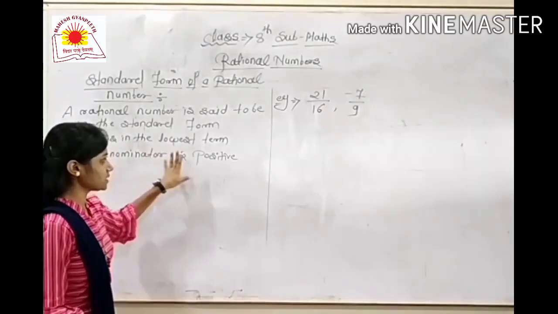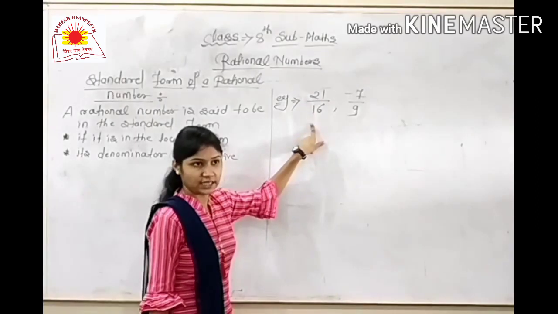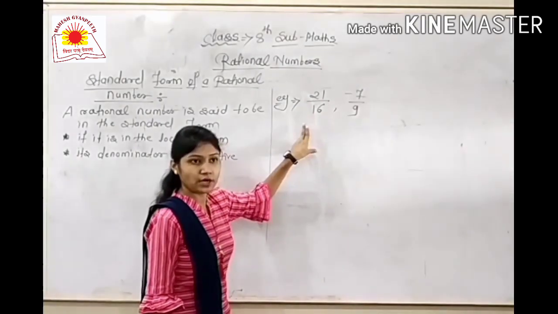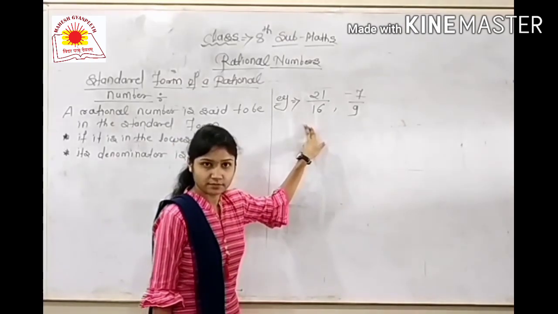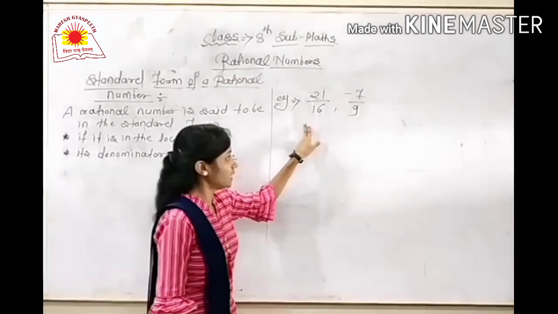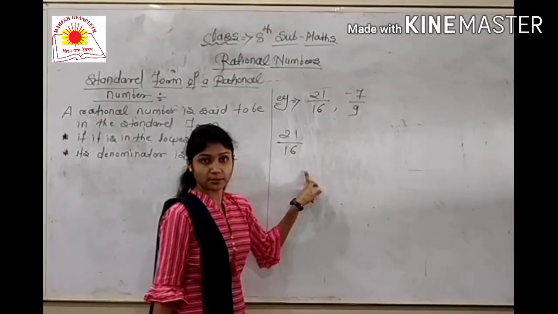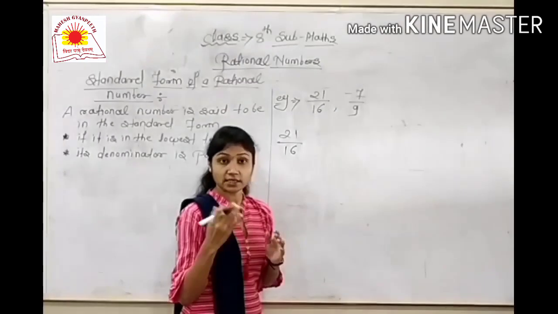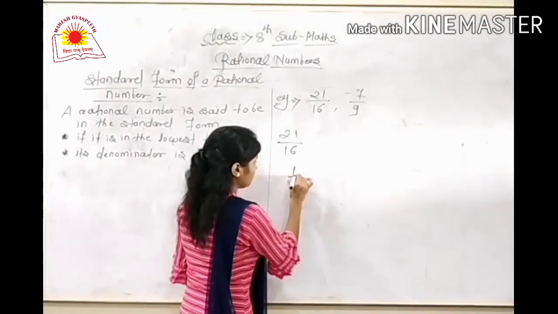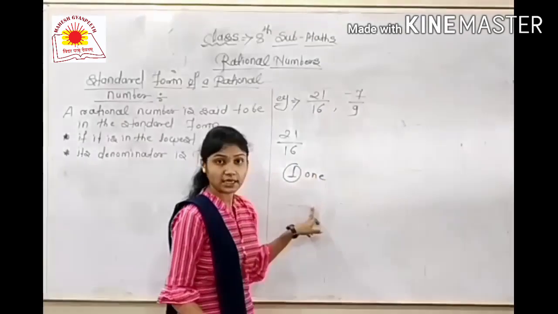For example, here, 21 upon 16. First, we have to check whether 21 upon 16 is in the lowest term or not. Yes, it is in the lowest term because their common factor is 1. Common factor 1 means no other number, only 1.